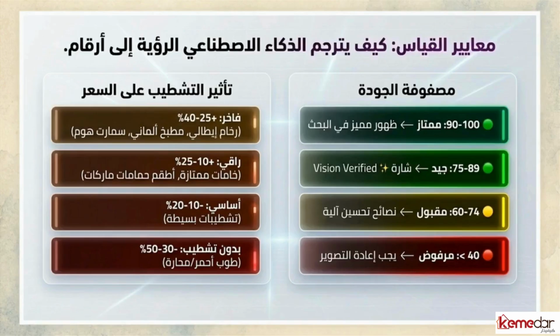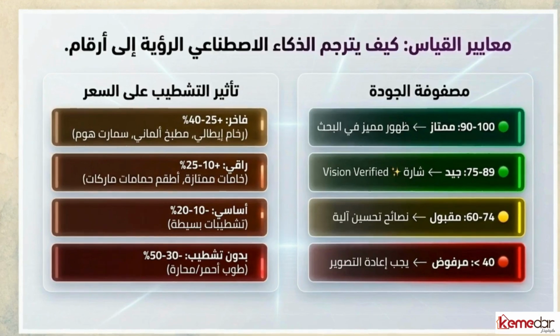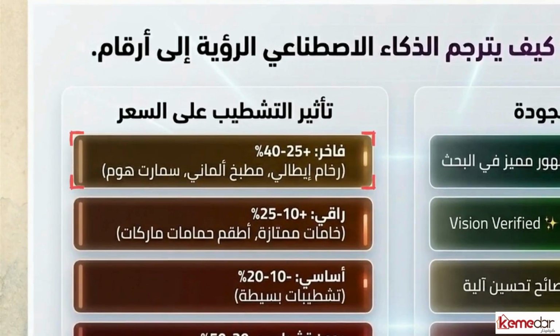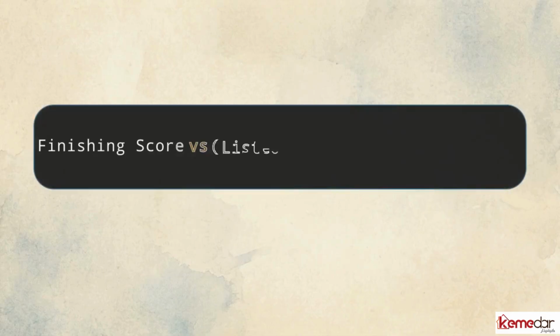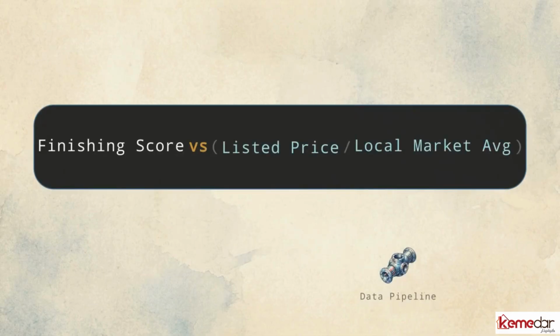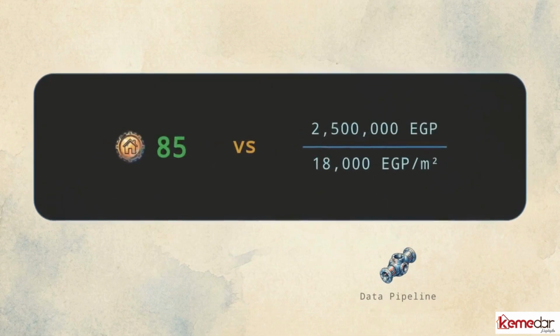This breakdown illustrates the mathematical impact of finishing grades. The system aggregates every JSON file from a property's gallery to calculate an overall finishing grade, ranging from luxury finishes that add a 40% premium down to raw brick that drops value by up to 50%. The core appraisal equation is straightforward. The engine compares the calculated finishing score against the ratio of the listed price to the local market average price per square meter.